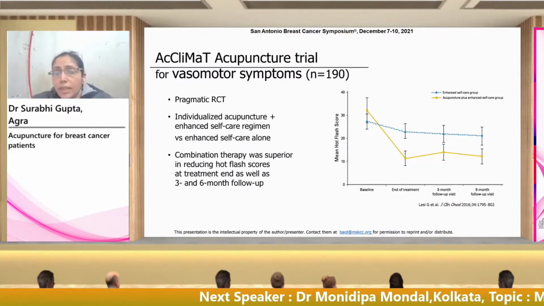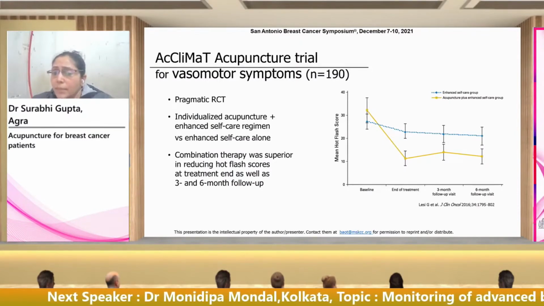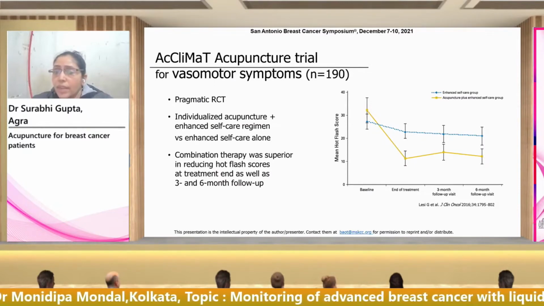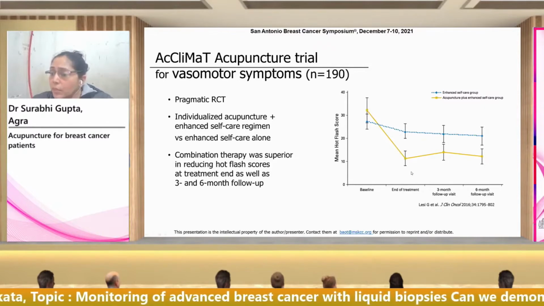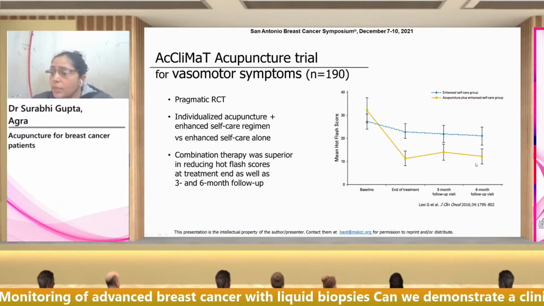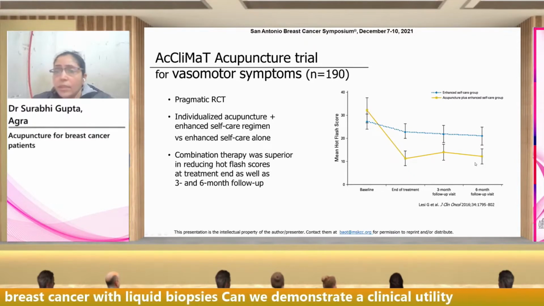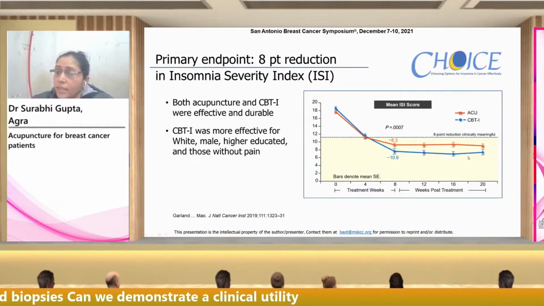Another trial, the ACCLIMATE acupuncture trial, has also shown that combined therapy in the form of individualized acupuncture and a self-care regime has shown a much better and more consistent response up to 6-month follow-up as compared to the enhanced self-care group alone. Insomnia is another symptom which is seen in our breast cancer survivor patients.